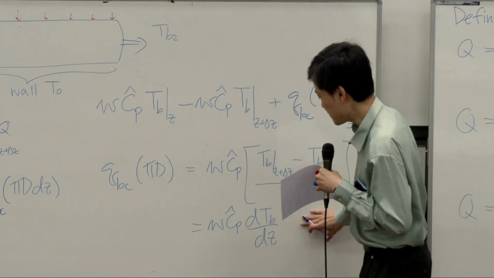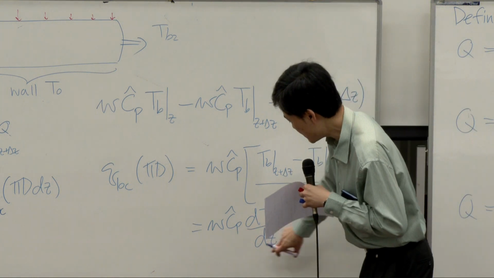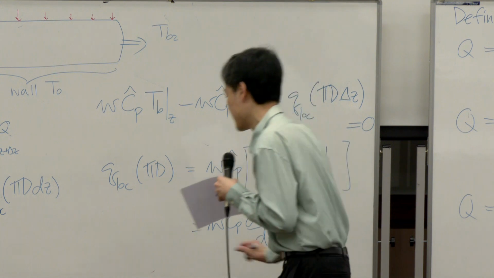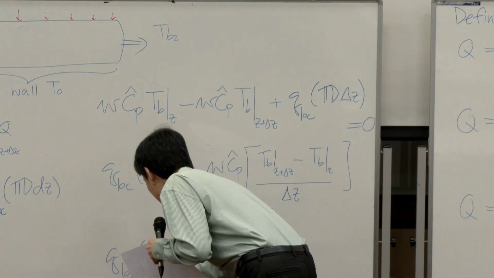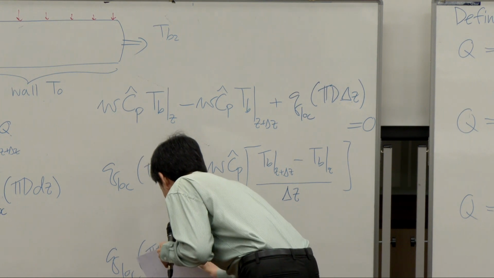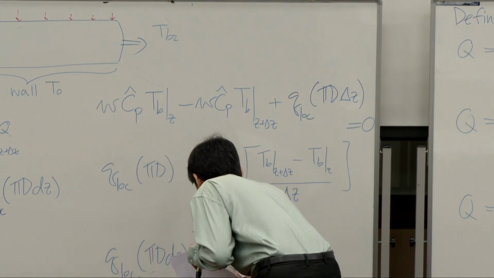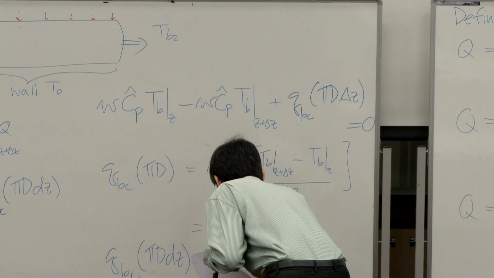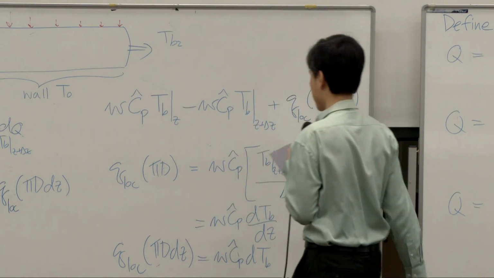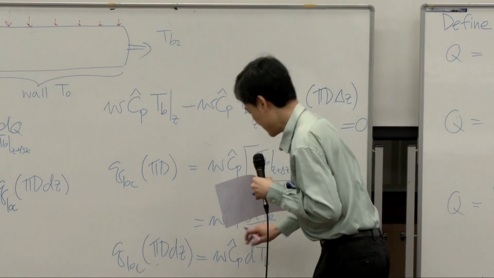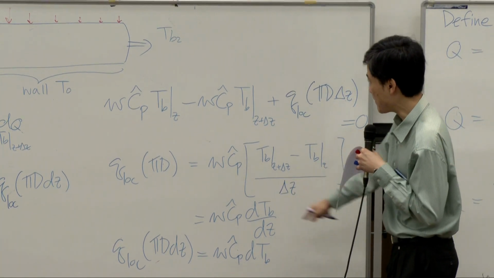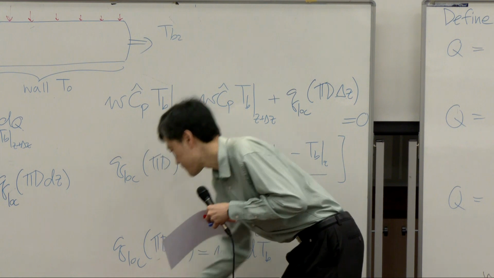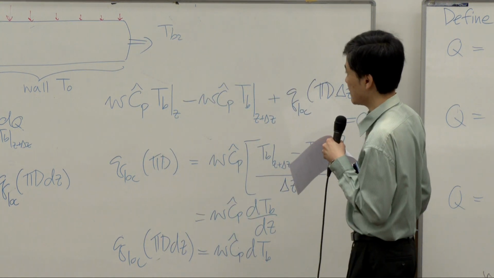So from this, I can move dZ to the left-hand side. And I get Q local pi d dZ equal to WCP dTB. Okay? This is my microscopic balance. All right?